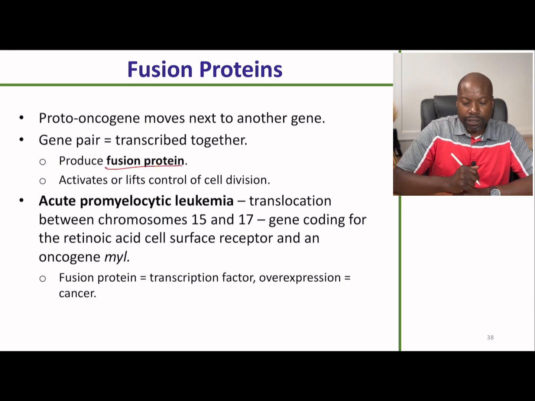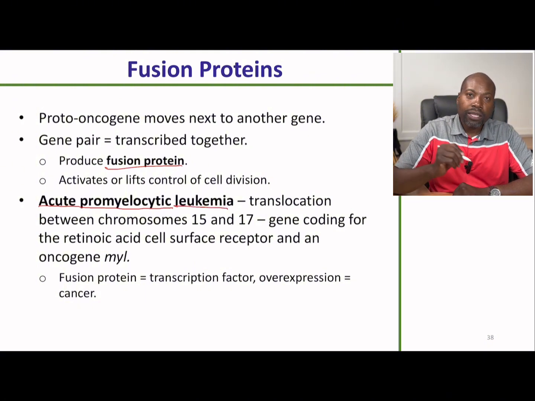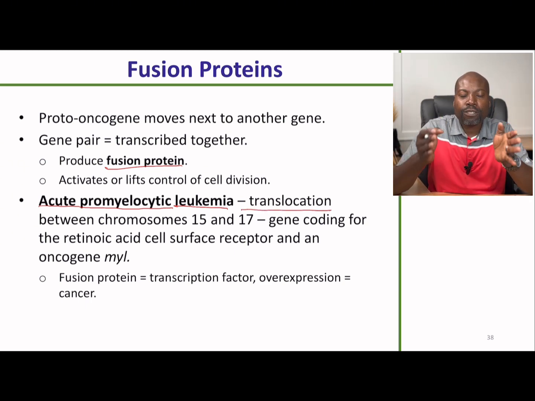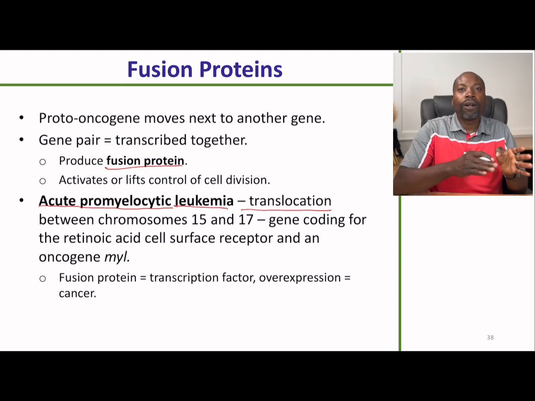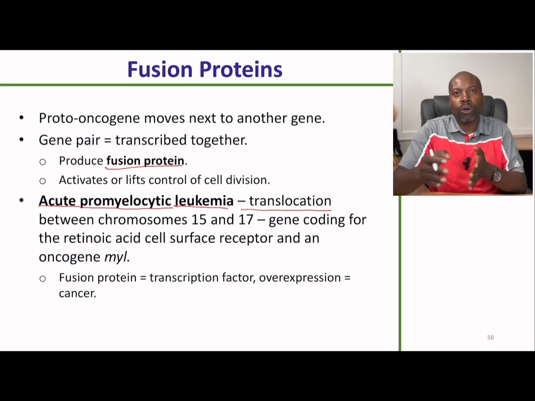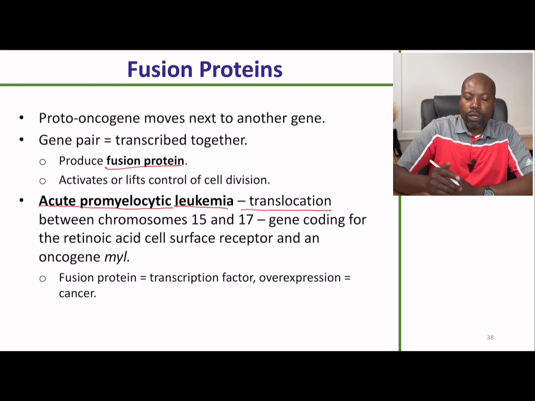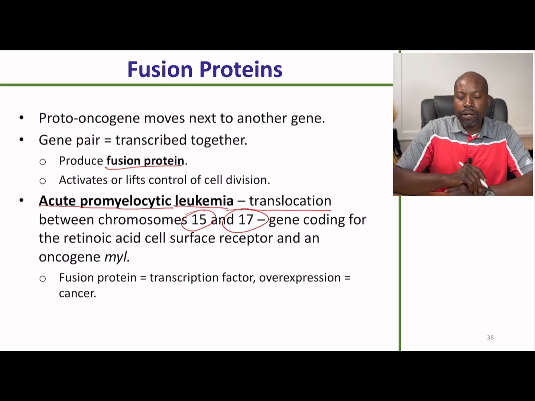So we see this, for instance, in acute promyelocytic leukemia, okay? So this is the case of a translocation. It has to be a translocation because for the proto-oncogene to move from one location to another, that has to be a translocation, right? In this particular case, it's happening between chromosome 15 and chromosome 17, right? I'm not going to bug you with the details. All right.